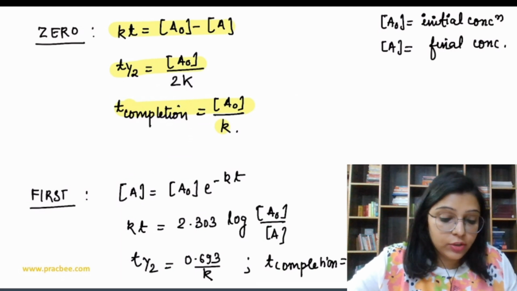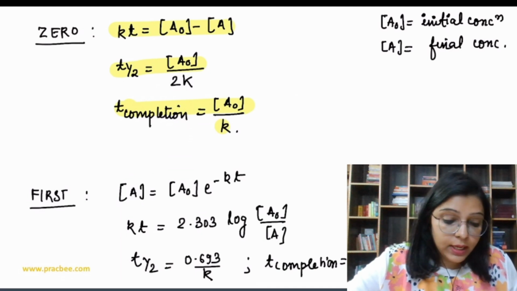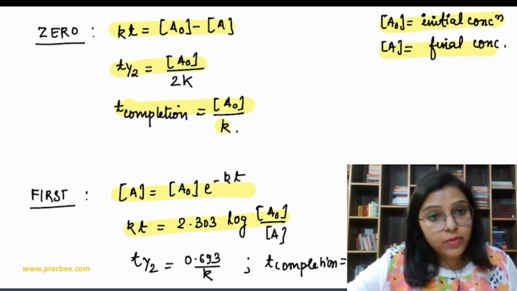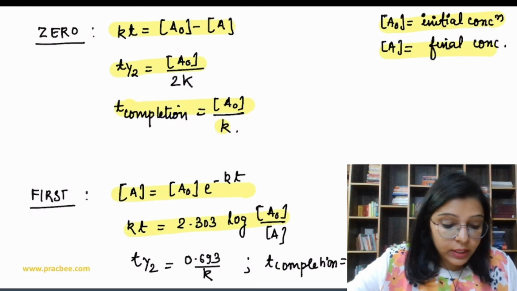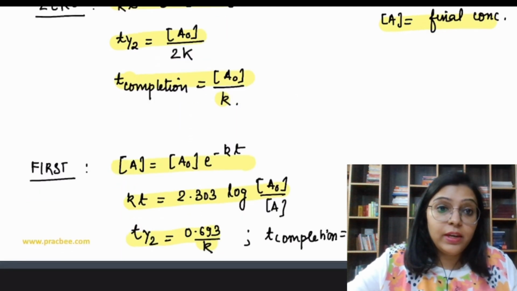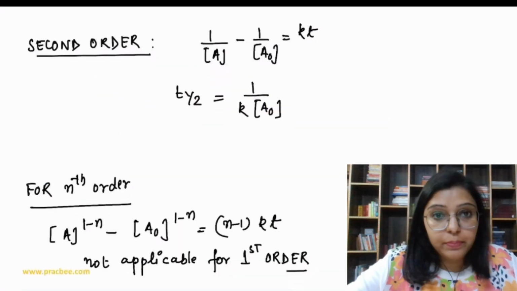For the first order reaction, it is A is equal to A naught e to the power minus KT. Then Kt is equal to 2.303 log A naught upon A, initial concentration upon final concentration of the reactant. T half is equal to 0.693 upon K and T completion is infinite. It means first order reaction takes infinite time to get complete.